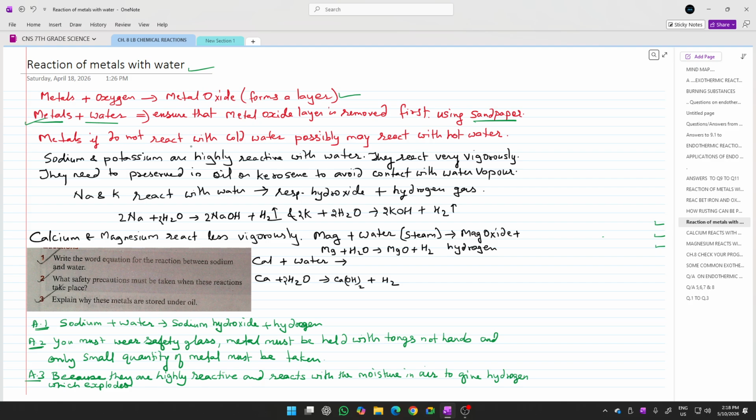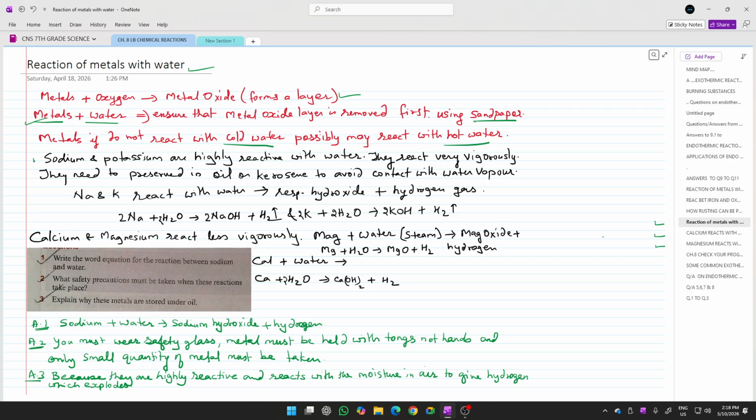Now, metals that do not react with cold water possibly may react with hot water. Some metals do not react with cold water. Cold water doesn't make any changes to the metal, but then maybe if you treat the metal with hot water, a reaction will take place. So that will depend. So let us see how to study this metal reaction with water.